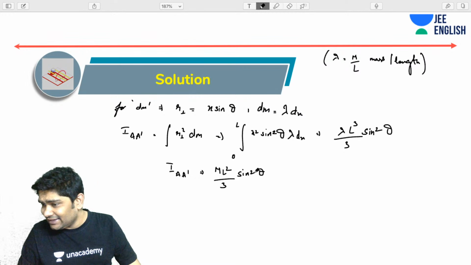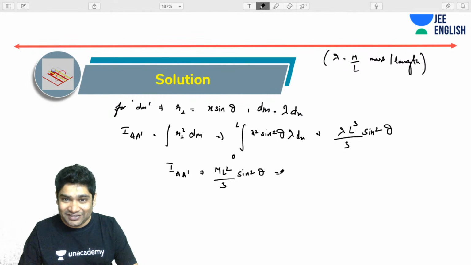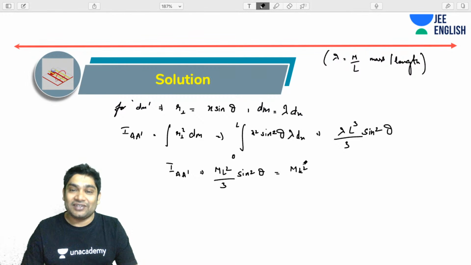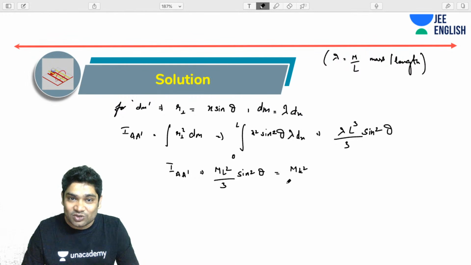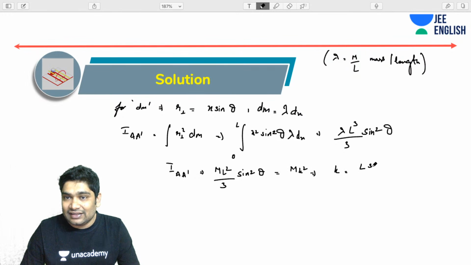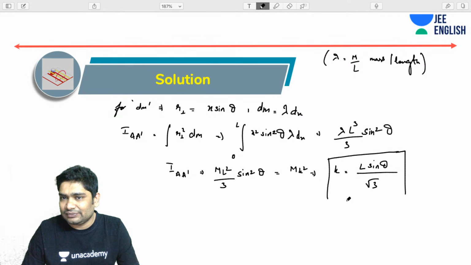Okay, that is the answer that you are given, Rishabh, right? So yes, this is correct, but you had been asked to find the radius of gyration. So you would equate this to mk square, which will give you k as L sine theta over root 3. Okay, so that is going to be your answer: L sine theta over root 3. Okay, I hope you followed this.